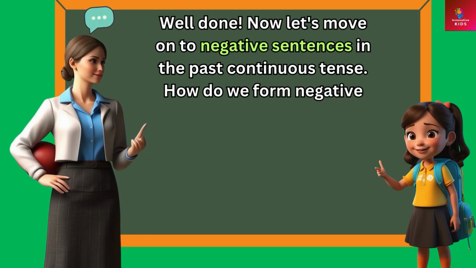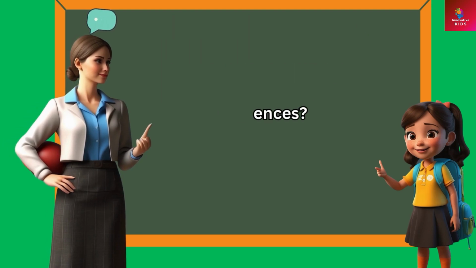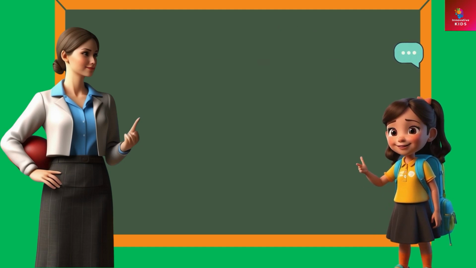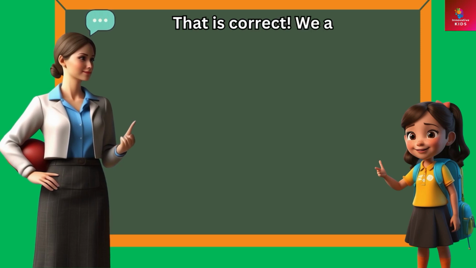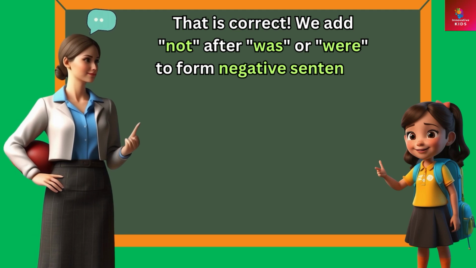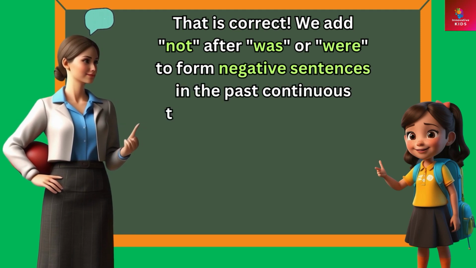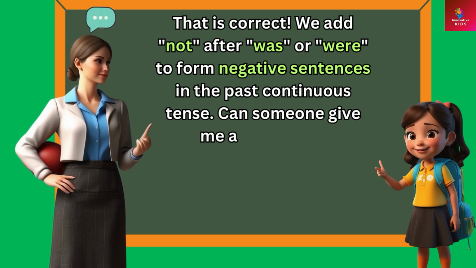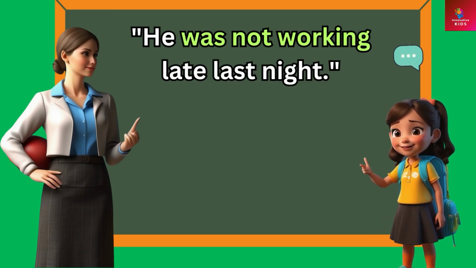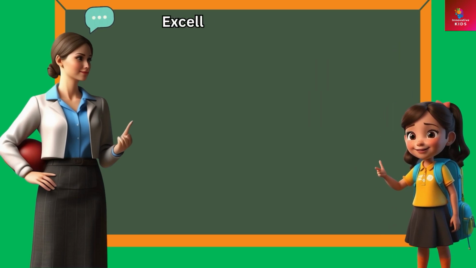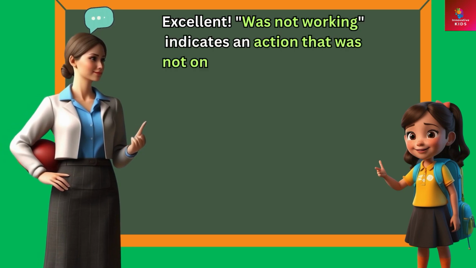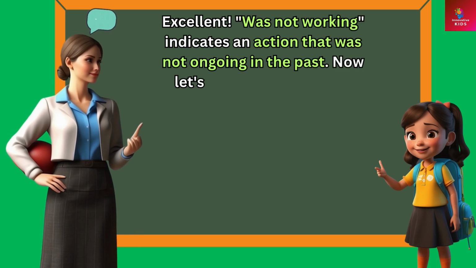How do we form negative sentences? We add not after was or were. That is correct. We add not after was or were to form negative sentences in the past continuous tense. Can someone give me an example? He was not working late last night. Excellent. Was not working indicates an action that was not ongoing in the past.